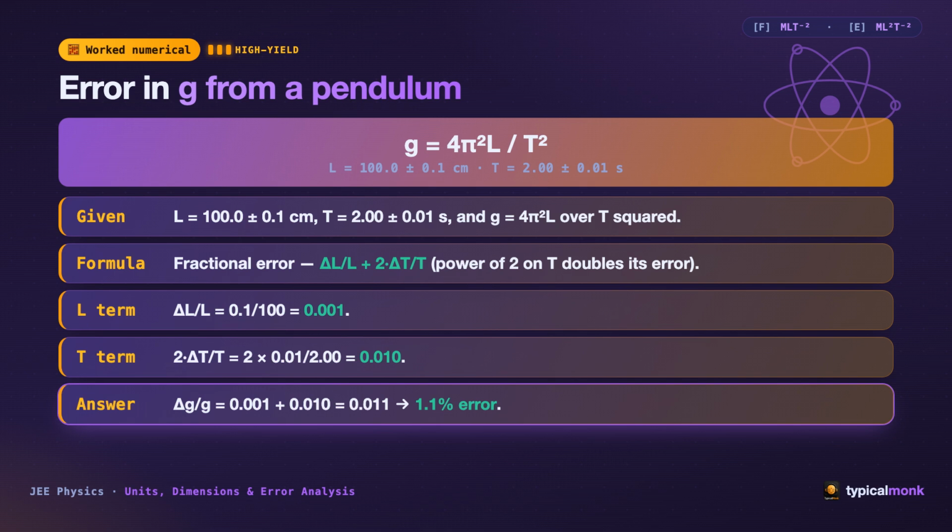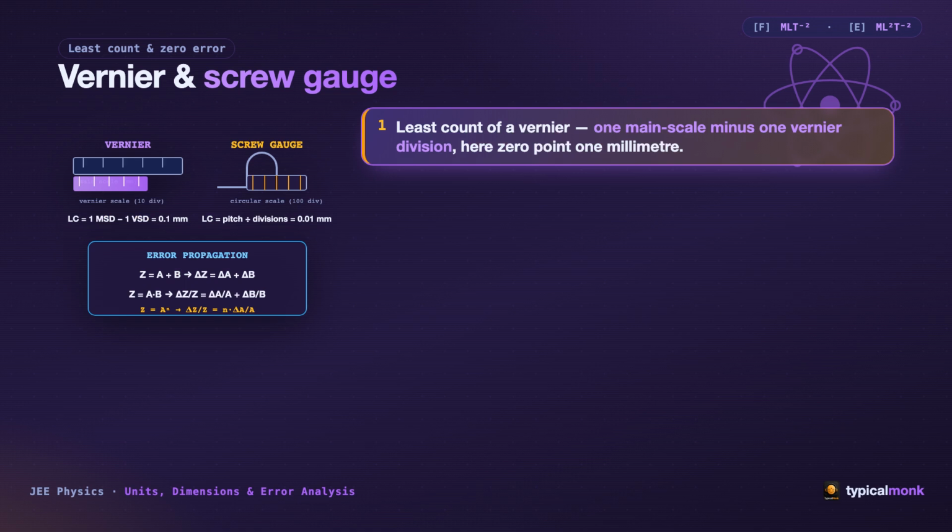That is your answer. And notice the whole method. Given, formula, each term, then add. The same formula works for every error numerical JEE can ask. Now, the instruments themselves, because JEE loves to ask how precisely you can actually measure.